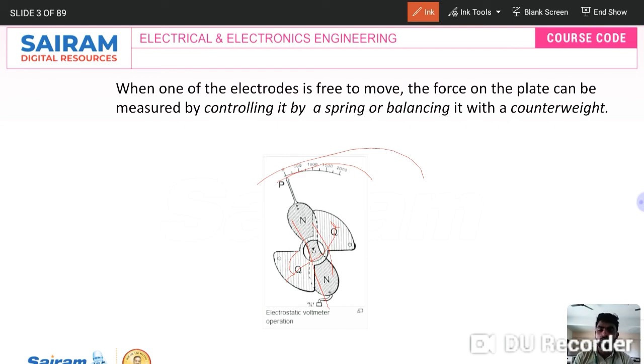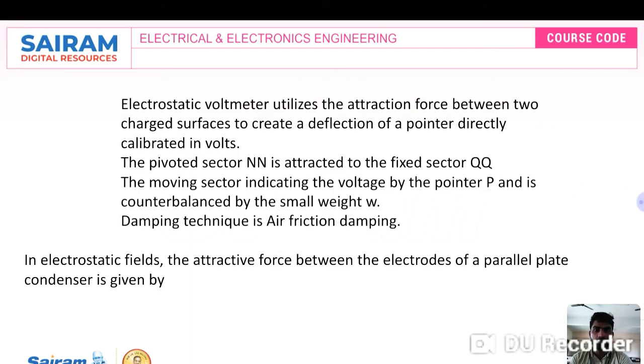See, we use the spring to control the pointer movement. For accurate measurement, different kinds of controlling mechanisms are possible. One is by using a spring, another is by using a counterweight, and another is without the counterweight, using other controlling devices. Let's see the next slide. The electrostatic voltmeter utilizes attraction between the two charged surfaces and creates a deflection of the pointer, directly calibrated in volts.